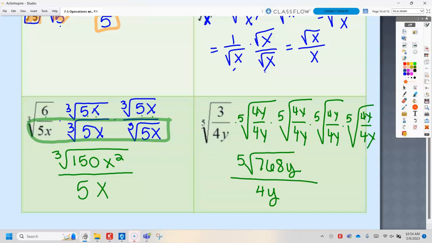The bad news is you have to make sure 768 doesn't divide by one of our fifth root numbers. In this case, it does. It divides by 32, because 2 to the 5th is 32. So 768 divided by 32 means you could take a 2 out, and that leaves you with 24y. If you want to get fancy, you can make the 2 and 4 a half. I won't do that though, but if you see that, okay. Otherwise, you're good to leave it.